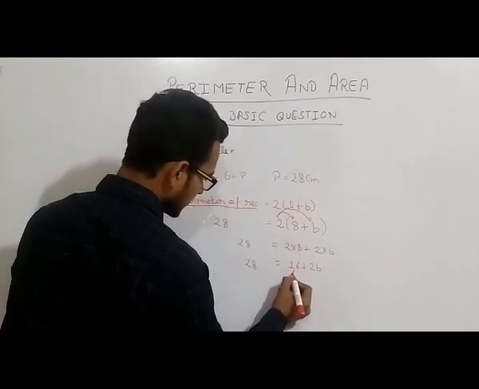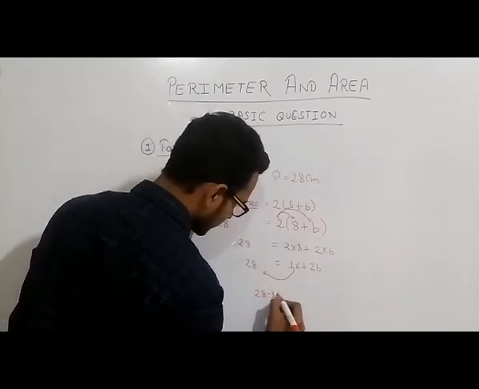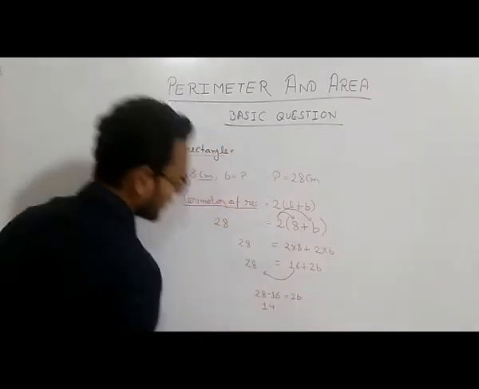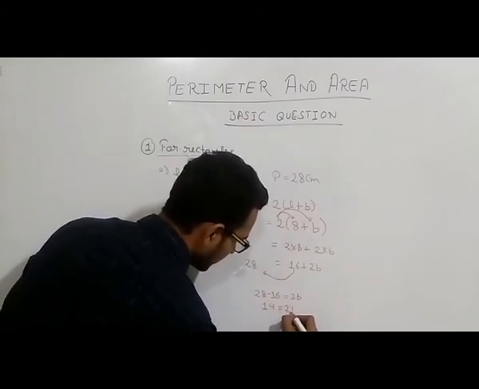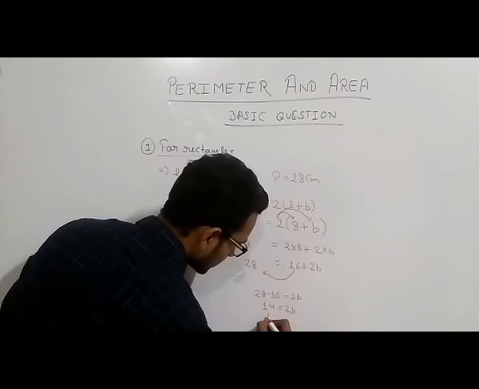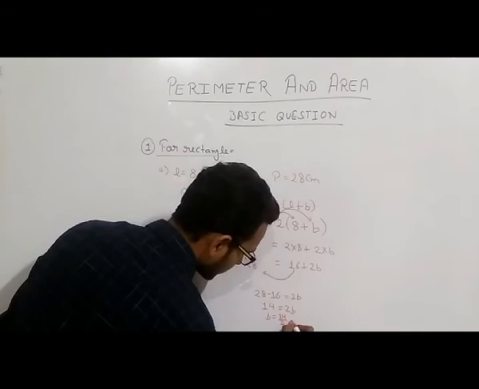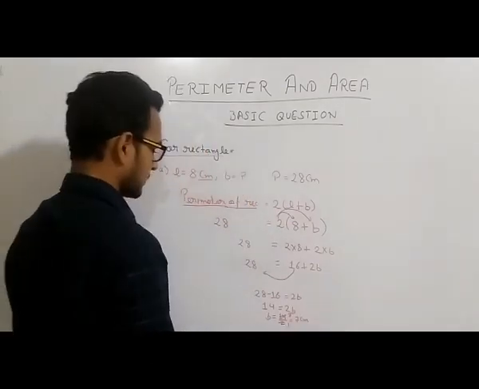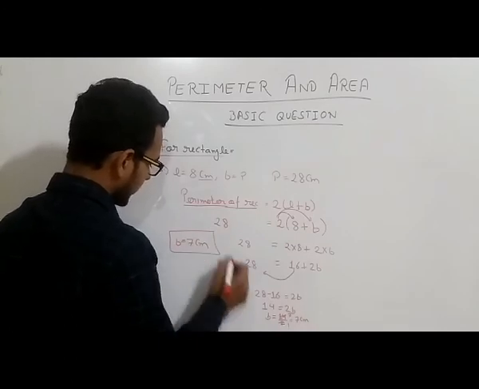Then send 16 to this side. 28 minus 16 is equal to 2b. Here 28 minus 16 equals 12. Sorry, 28 minus 16 equals 12, and so 2b equals 12. Therefore b is equal to 12 upon 2, which is 6 centimeter. In this way we find the value of breadth.